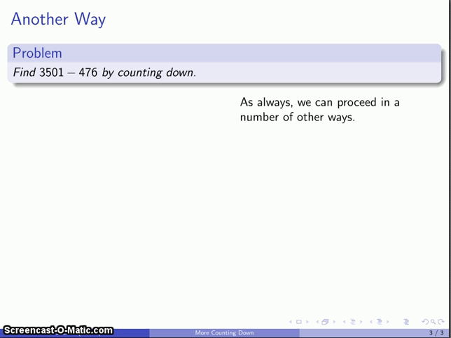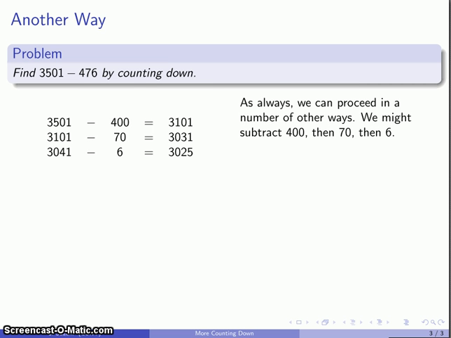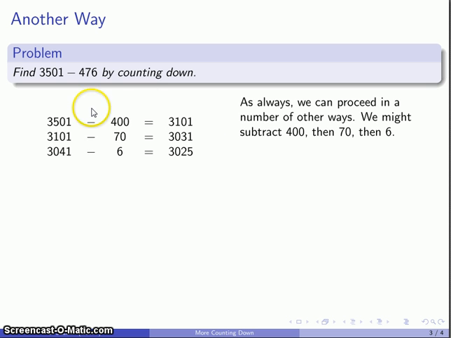Now, as usual, we can always proceed in a problem like this in a number of different ways, and probably the most efficient way of using counting down is to subtract off our different orders of magnitude. So I might begin by subtracting 400, that gets me to 3,101, then subtracting 70, 3,031, then subtracting 6, that gets me to 3,025. Now, we don't actually have to write all this out.